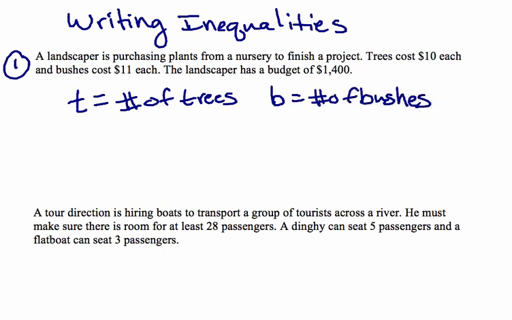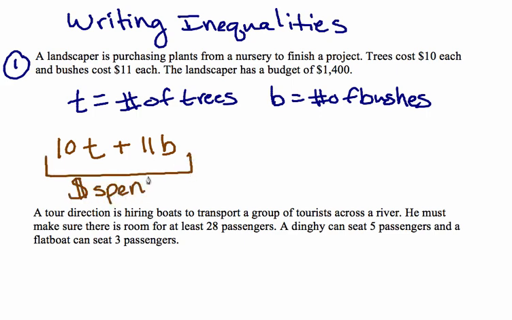Then the amount of money he spends is going to be 10 times T, because if he buys 3 trees, that would be $30, because I do 10 times 3. So he's going to spend 10 times the number of trees he buys, $10 on each tree. Then he's also going to spend $11 on each bush. So if he buys 5 bushes, I'm going to do 5 times 11 and get $55 for those 5 bushes. And this is the amount of money he's going to spend.